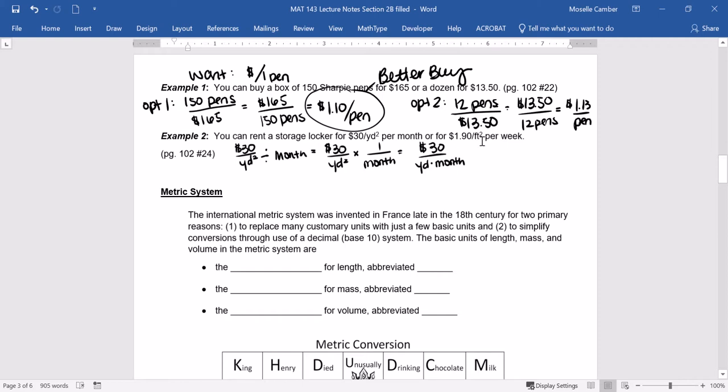And same thing here, we have $1.90 per square foot, and we have another "per," so I'm going to keep that in the denominator. So square foot times week. Now to compare these, we're going to have to get them in the same units. So we're going to have to change either square foot to square yards, or vice versa, and then we need to put either the week or month.